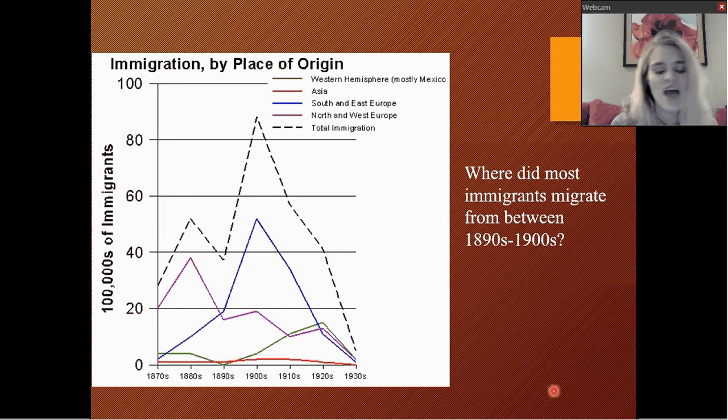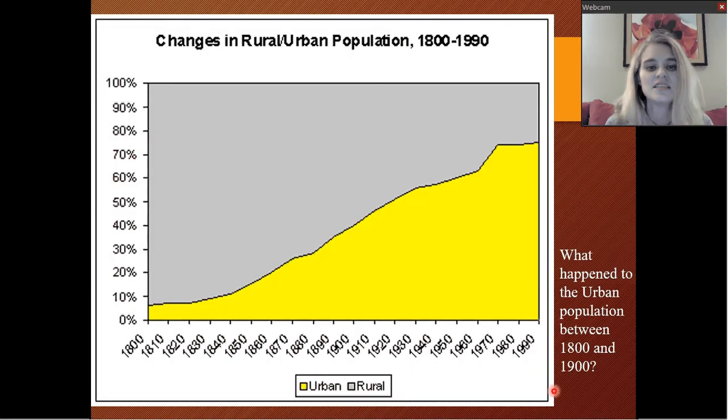Okay, great. So let's look at the last one here. This looks at the relationship between rural and urban population in the United States. This one might be a little bit of a stranger graph, so let me just explain what's going on. The yellow part of this graph down here looks at the percentage of population in the U.S. that lived in cities or in urban populations. The gray part looks at the percentage of the population that lived in the country or the rural parts.